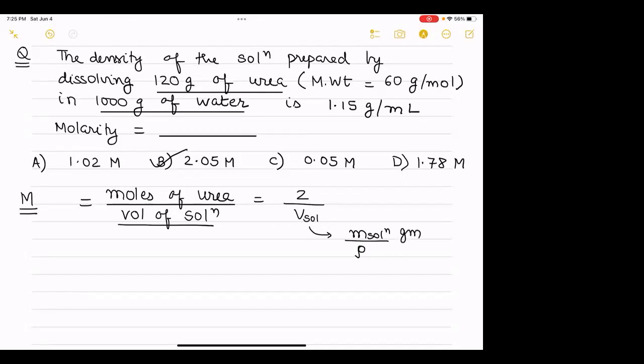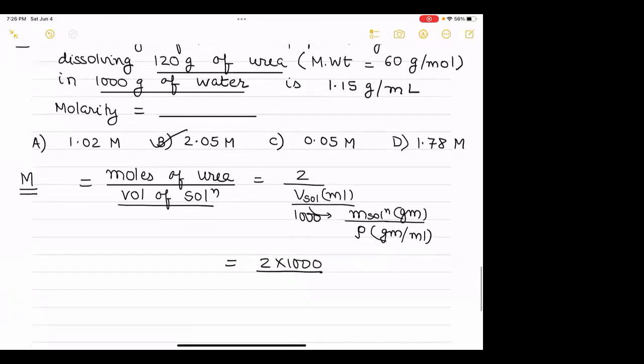Mass in grams and density in gram per ml. If it is there, the gram will cancel and you will get ml. If it is ml, you need to divide it by 1000 to make it liters. That's it. So 1000 will go in the numerator, so 2 into 1000 divided by the volume of solution.